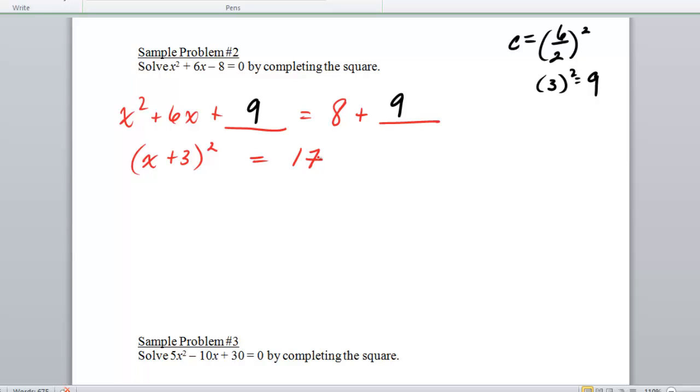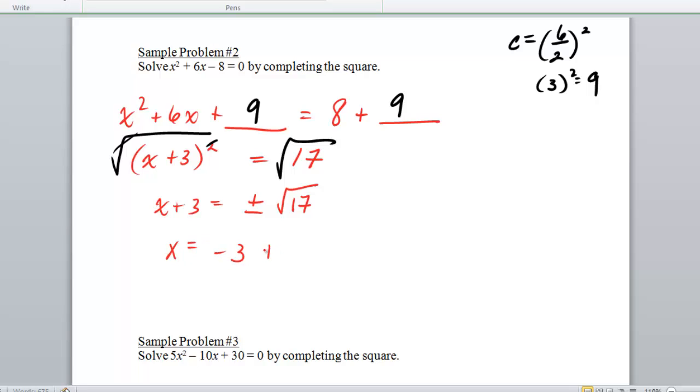Now we have a binomial term squared. We can take the square root of both sides, and that cancels out the square. So we have x plus 3 equals plus or minus the square root of 17. Then we want to get x by itself, so remember, we write this negative 3 in front of the plus or minus. Since the square root of 17 can't be simplified, we have our final two solutions. That's a basic completing the square problem.